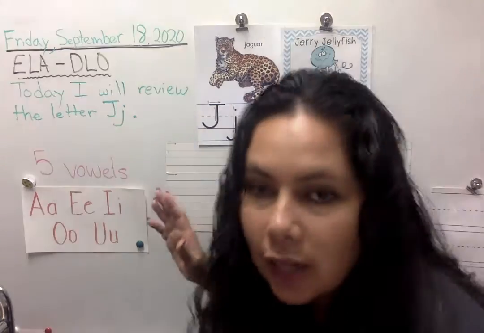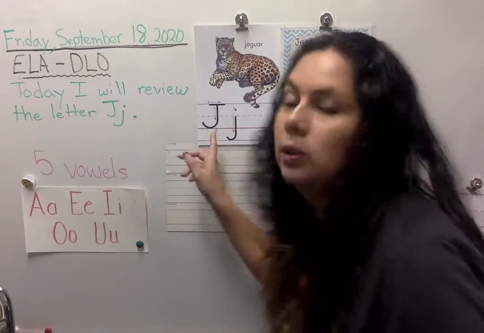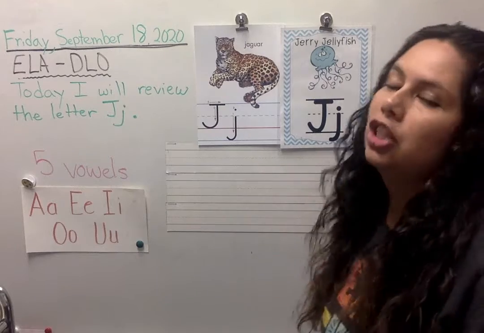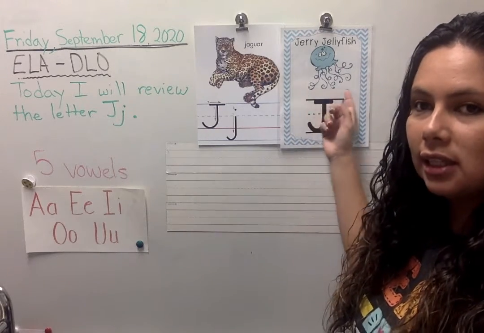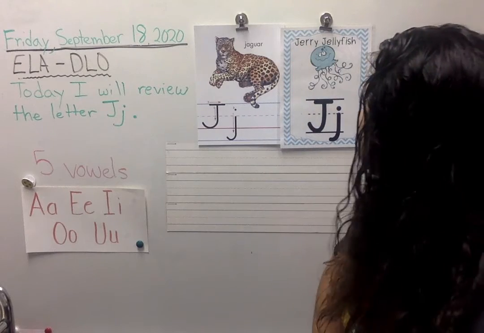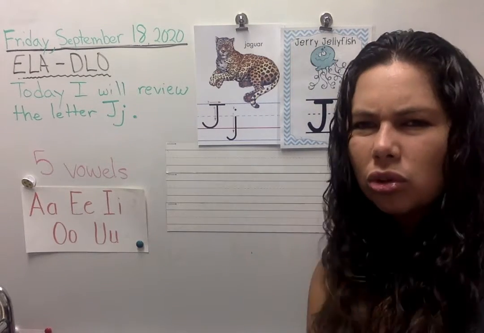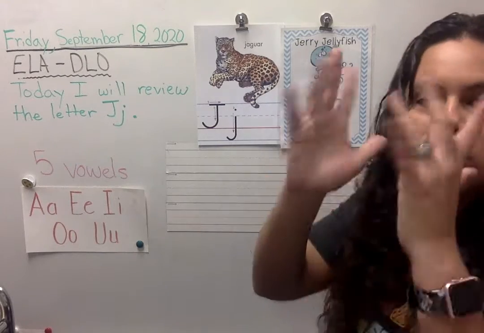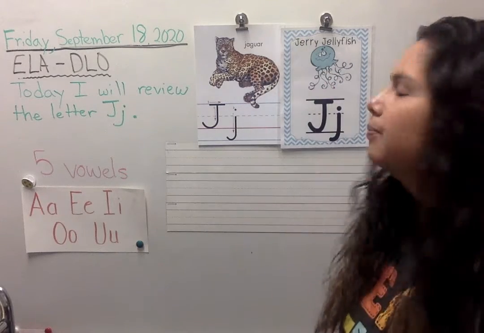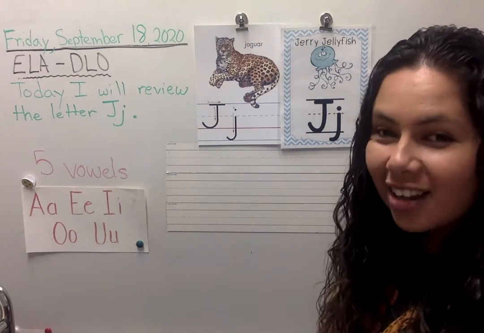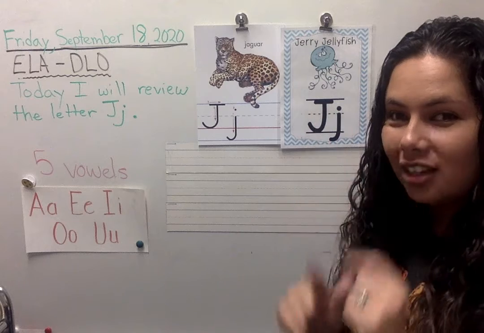Today we're going to review our letter J. Our two friends that were helping us was our jaguar who tells us the steps and our Jerry jellyfish. He reminds us that if we have these legs like him, we go j, j, j. They're just little things that hang underneath the jellyfish, and they go j, j, j. Okay, so the letter J makes the sound j, j, j.